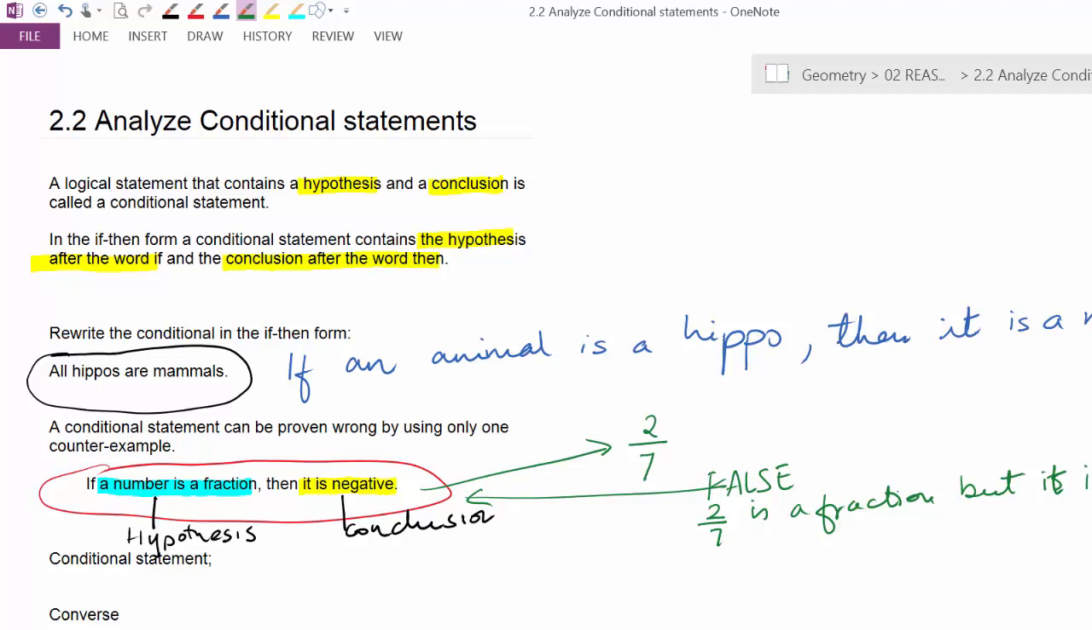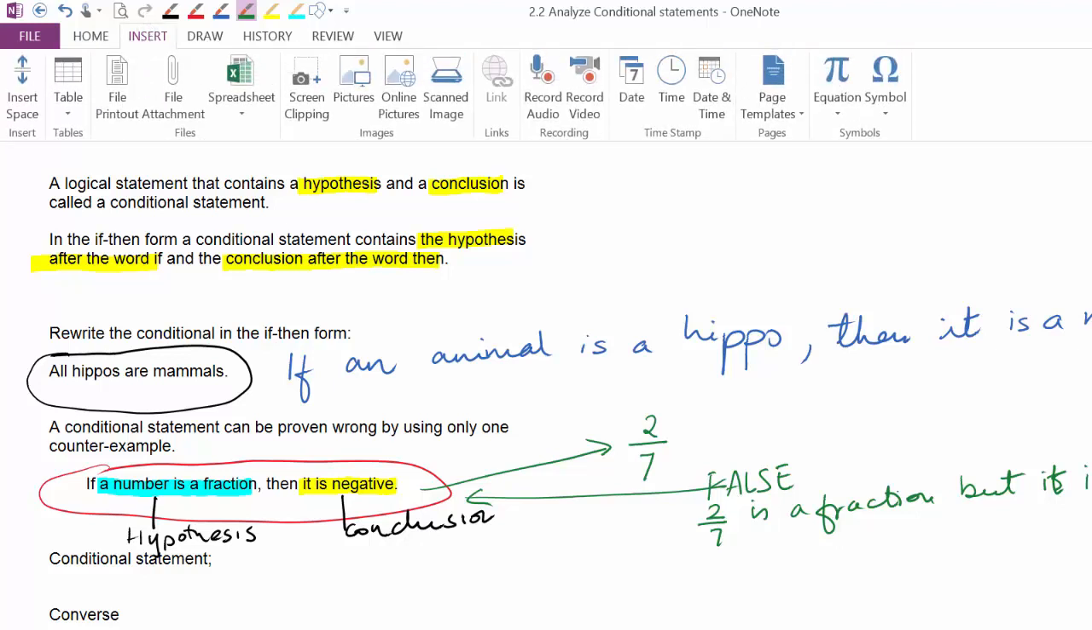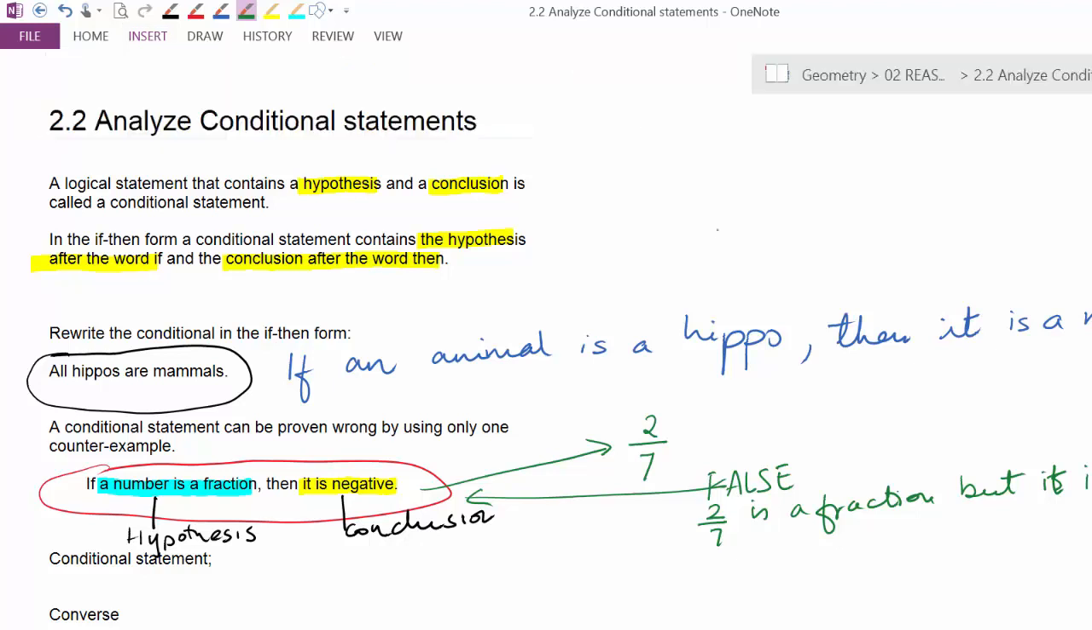A conditional statement can be written in 3 other forms, and the other forms are converse, inverse, and contrapositive. So let's take a conditional statement.